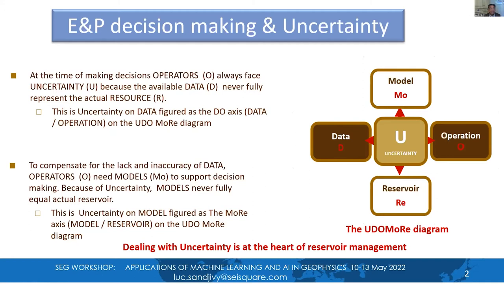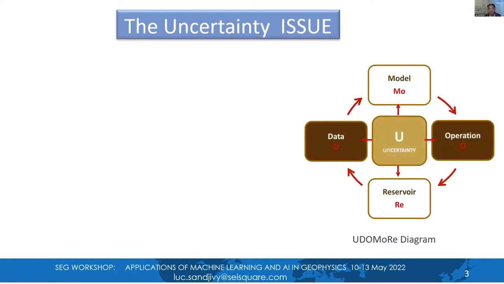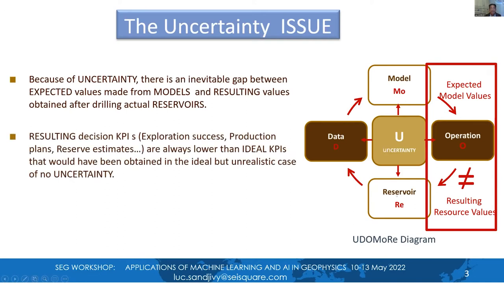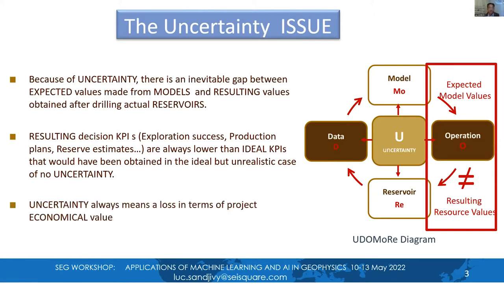So you understand that dealing with uncertainty is at the heart of reservoir decision-making and management. What is the issue with uncertainty? Because of uncertainty, there is an inevitable gap between expected values that you get from your model and resulting values that you get after drilling or operating the resource. The resulting KPIs on the decisions, exploration success, production plans, reserve estimates, are always lower than ideal KPIs that would have been obtained in the ideal but unrealistic case of no uncertainty, that's for sure. So it means that uncertainty always means a loss in terms of project economical value. So the issue with uncertainty is a multi-million dollar economics.